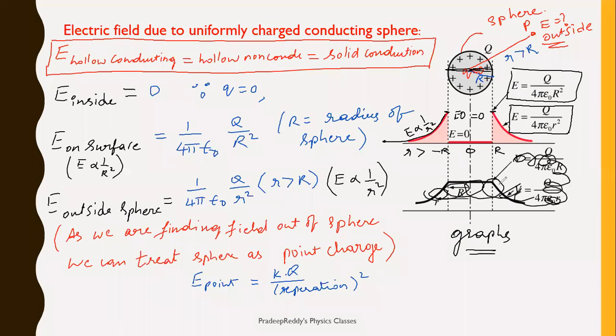This is potential. We'll learn that in potential. This is not your concept now. Only this is the graph you need to understand. So at the center it is 0. Coming to the surface at the radius, it is non-zero, and coming outside, it decreases. Very, very important conclusion. And this graph is also important. Many times these graphs are asked for entrance examinations.